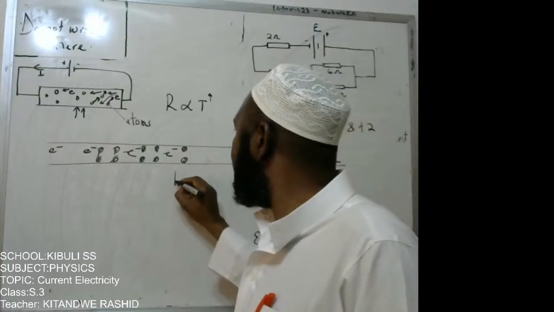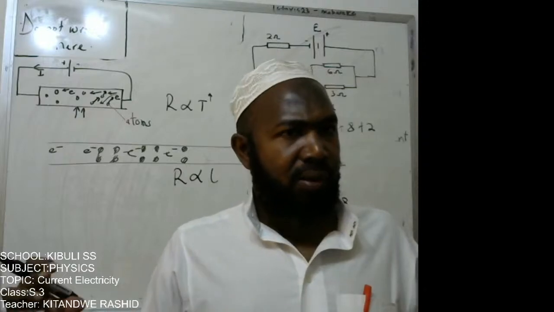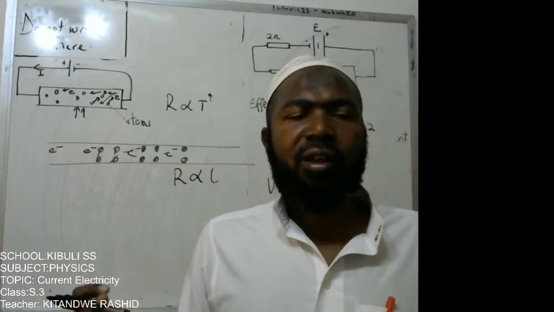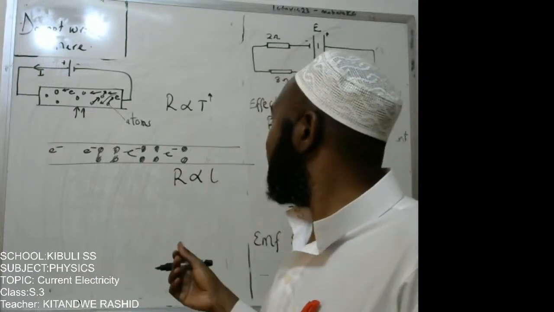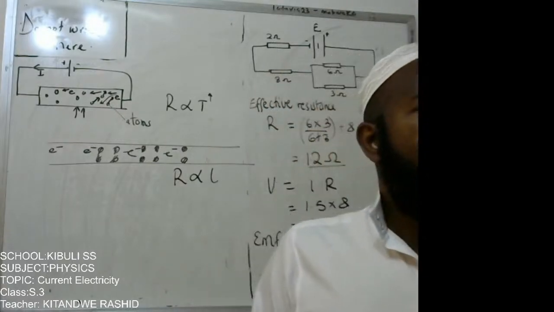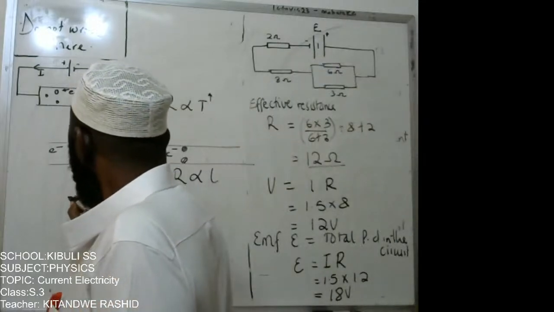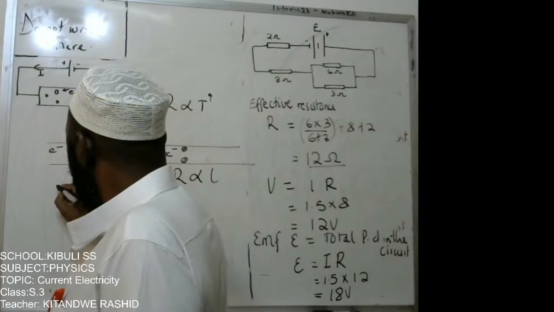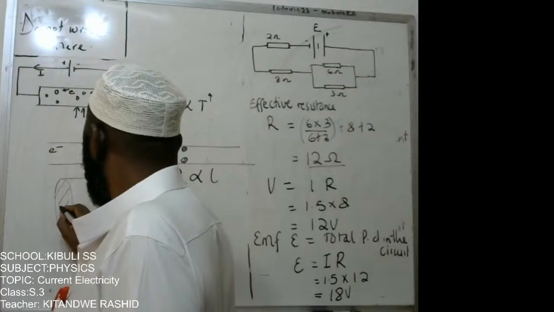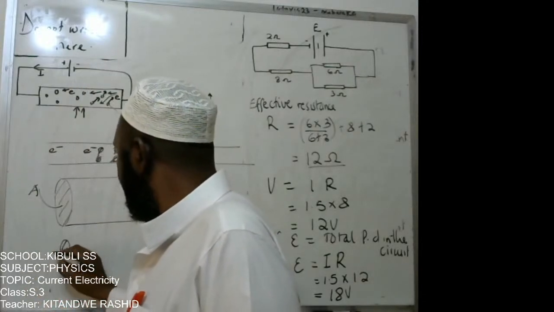Therefore resistance is proportional to length. The more the length, the more collisions, and therefore the speed is lowered, and that implies current reduces, therefore resistance increases. The last one is the cross-sectional area of the conductor. Now we can compare the area of a conductor of this kind and the area of a conductor of this kind.